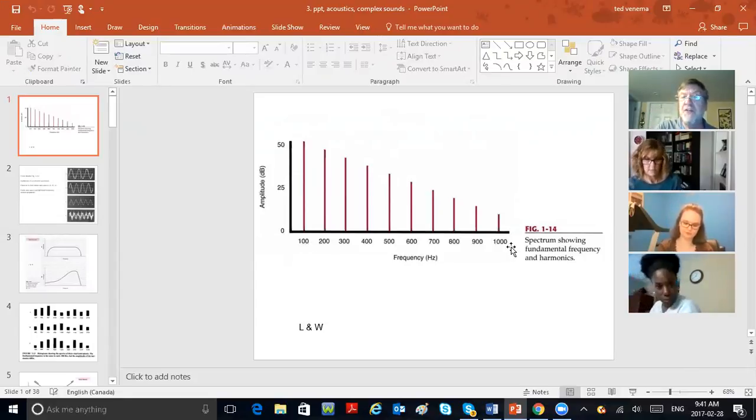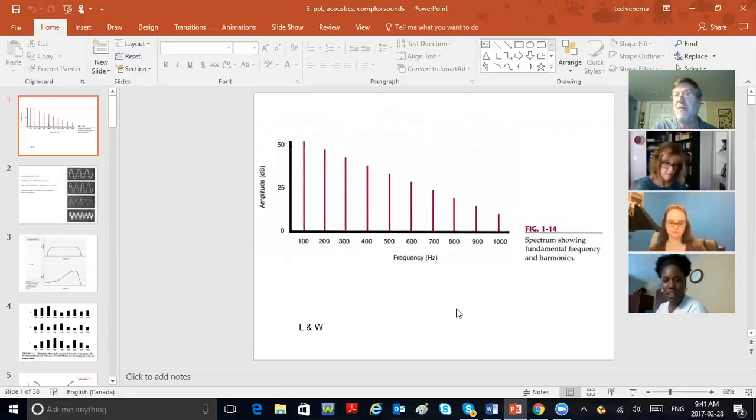You've got all these different frequencies. This is just an example. You'll see 100 hertz, 200 hertz, and so on. And the lowest one is called the fundamental frequency. That's the lowest frequency in a complex sound. In this particular example, you've got like 10 different tones. And in this particular example, the intensity of the tones gets less as the frequency goes higher. It doesn't have to be. It's just this particular example.